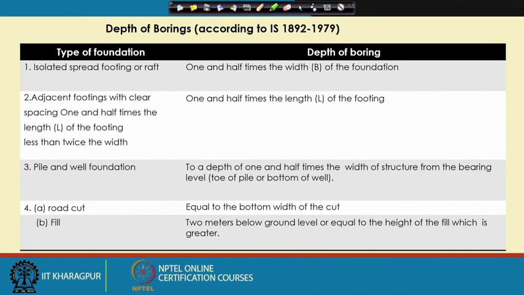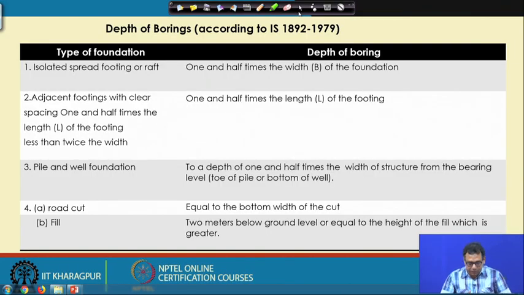Here, for the isolated spread footing or the raft, the depth of the borehole should be 1.5 times the width of the foundation. So, if your foundation width, whether it is spread footing, isolated or raft, is B, then the depth of the borehole will be 1.5 times B as per the IS code. So, when we are talking about the raft, or the isolated footing, the minimum borehole requirement is 1.5 times B.